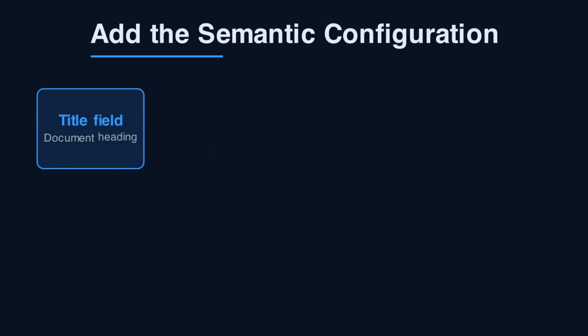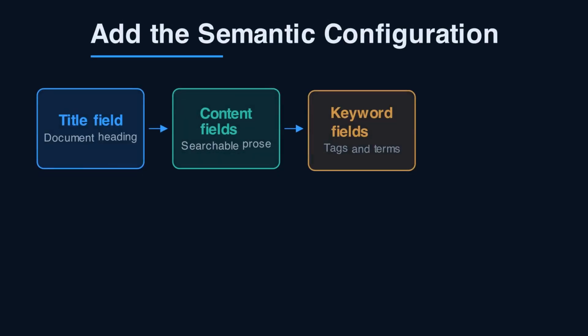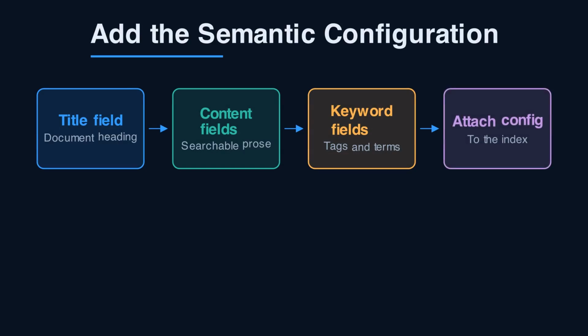First, define a semantic configuration on your index. It names the title field, the content fields, and keyword fields. The ranker reads these to locate the best answer span. Point the content field at real prose, not metadata. Chunk long documents before indexing, or spans get diluted. Without this configuration, semantic queries fail with a clear error. You set it once at index creation or update.